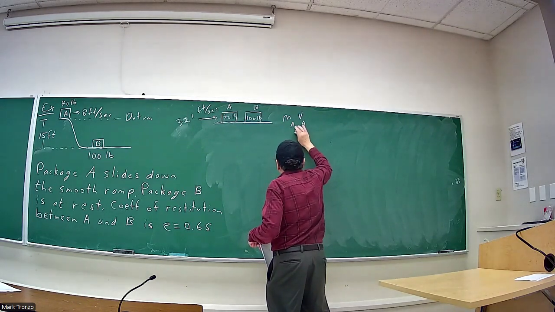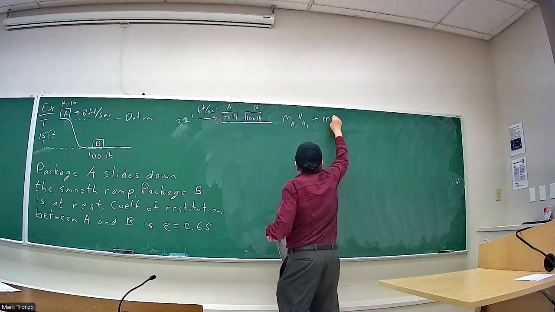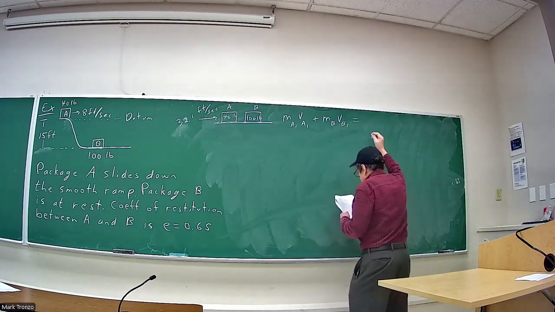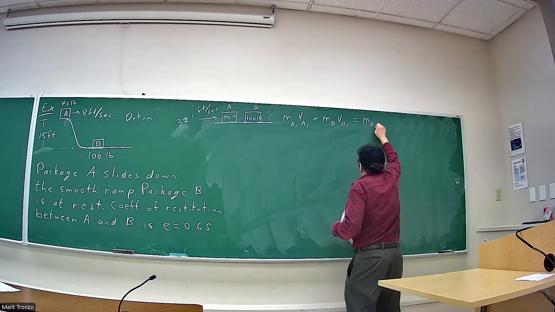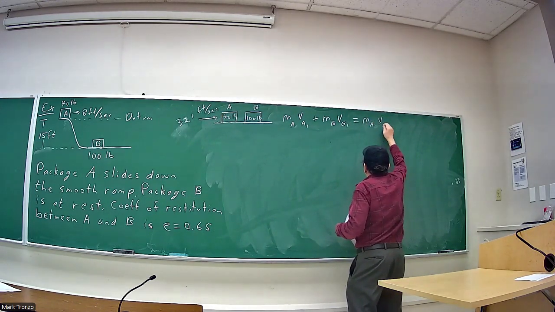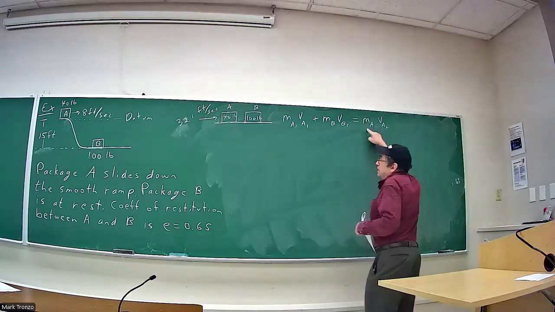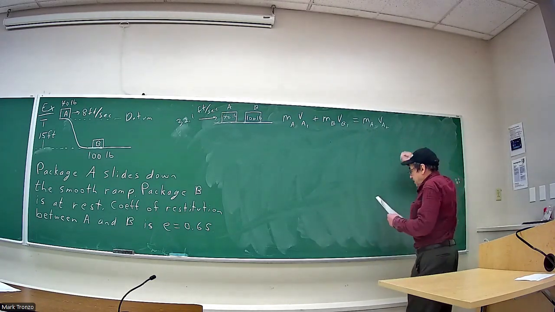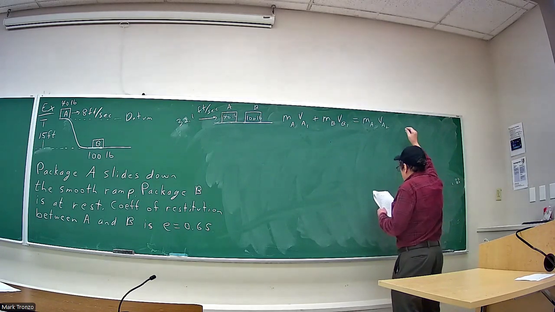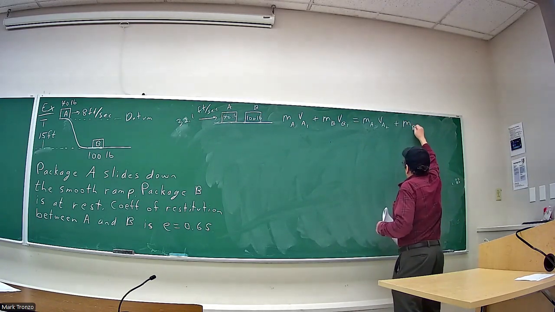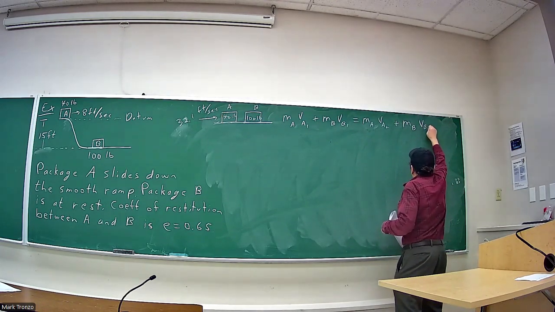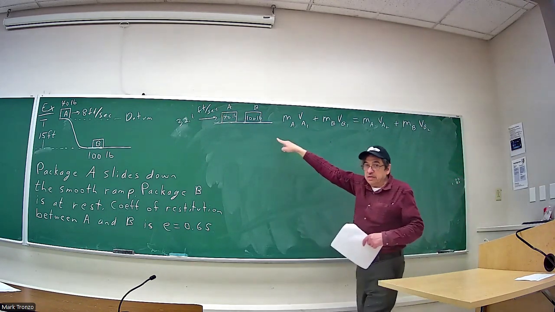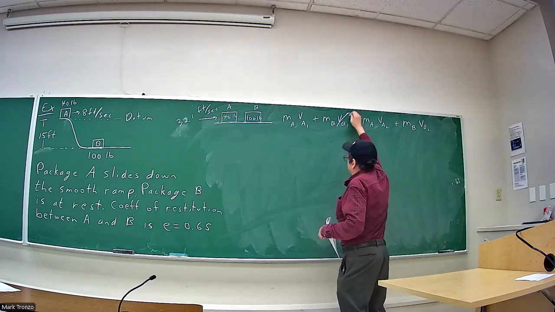M_A v_A1 plus M_B v_B1 equals M_A v_A2 plus M_B v_B2. I don't need to put numbers on the masses because they're not actually changing. So again, we know the initial velocity of B is 0, so that term is going to go away.